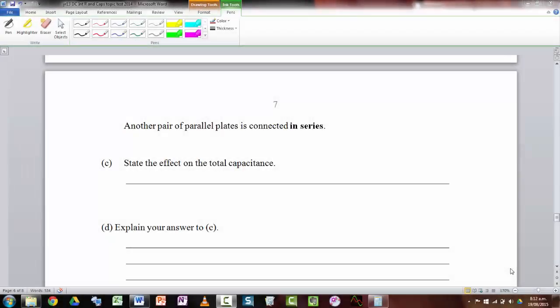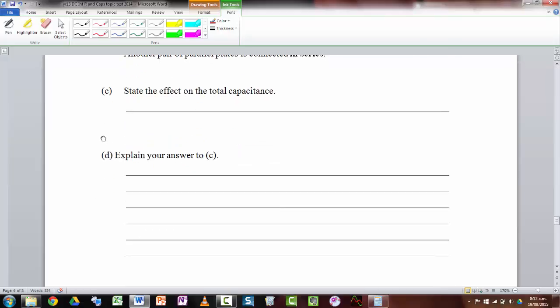All right, this is the last section of the test. It says here another pair of parallel plates is connected in series. State the effect on the total capacitance. If you connect them in series, the total capacitance decreases. Explain your answer.